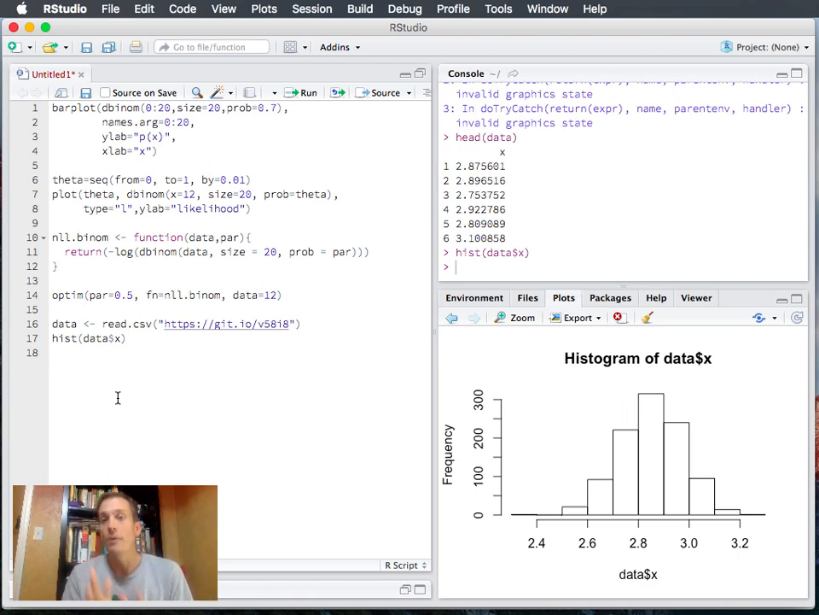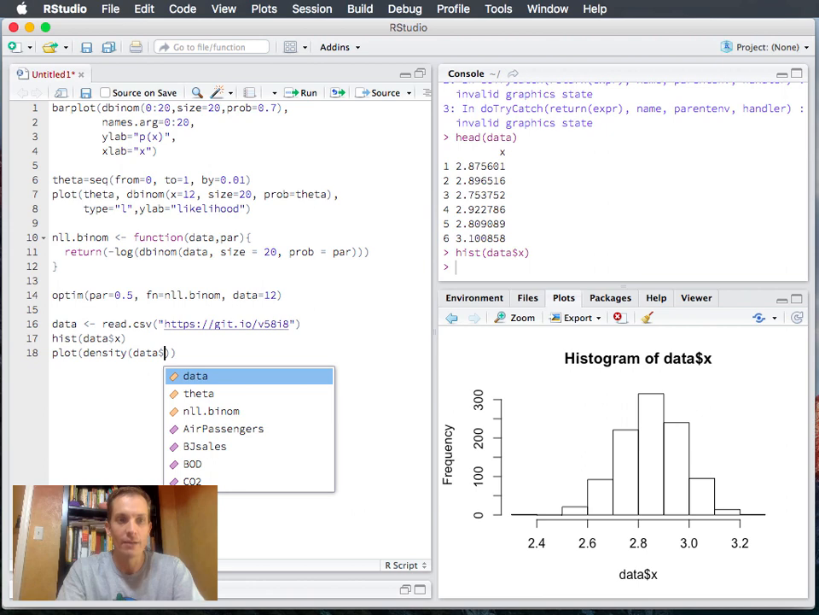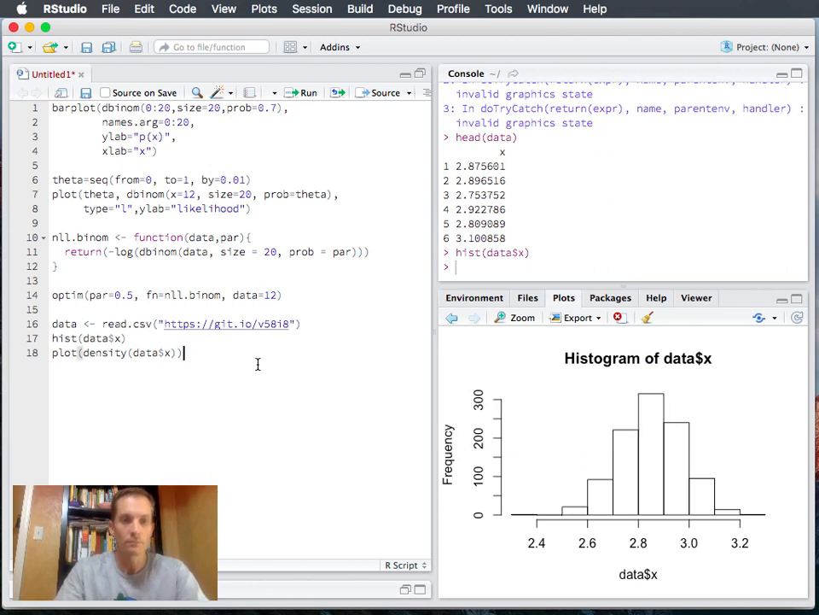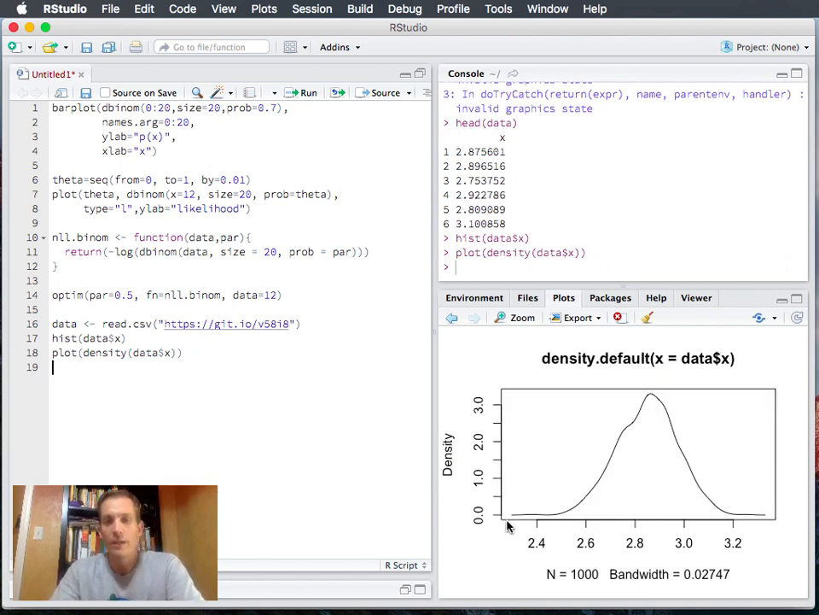Another, and I would argue better, type of visualization is what's called a density plot. You can do that as follows. You can say plot(density(data$x)). If we do that, we get a smoothed version of that histogram. You can see there's a little bit of a wrinkle right here. So it's certainly not perfectly normal, but a normal model might be sufficient. It might be sufficiently descriptive.